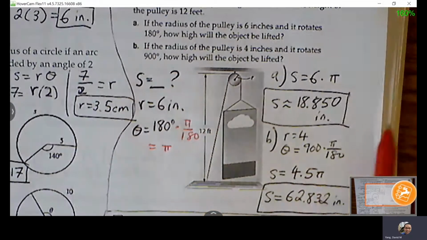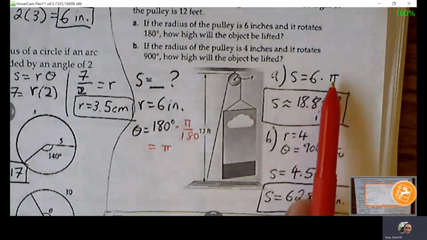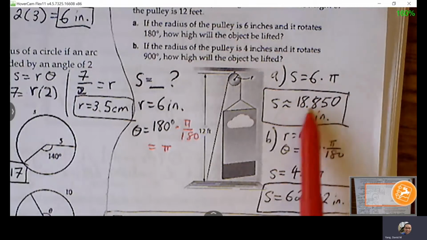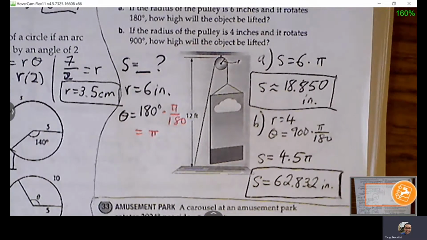s equals r theta. Now we just enter into our formula. s is the unknown, r is 6, pi is our theta. Enter in our calculator, round to 3 decimal places, 18.850 inches. Any questions with that?